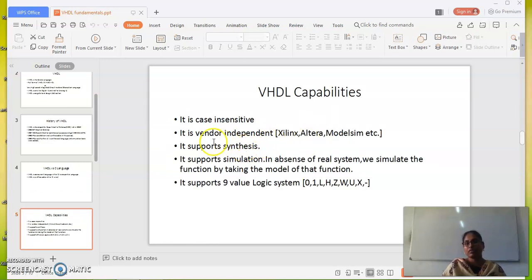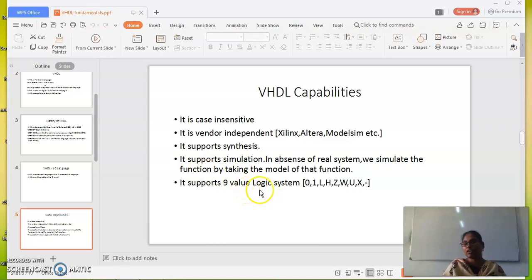The capabilities of VHDL are, it is case insensitive and VHDL is vendor independent. We can use Xilinx platform, Altera, ModelSim, etc. But in our program, I am going to give the examples in the Xilinx platform. We are going to implement in the Xilinx platform. It supports synthesis and it supports simulation. In the absence of a real system also, we can simulate these functions by taking the model of that function.